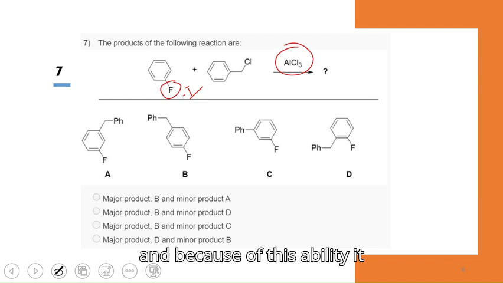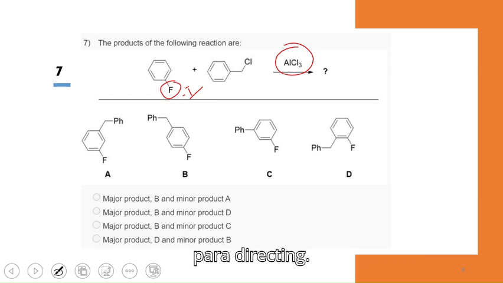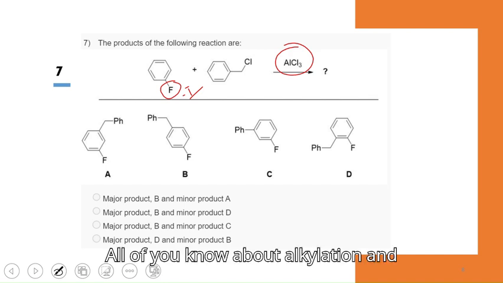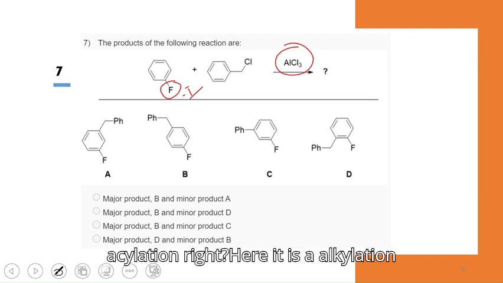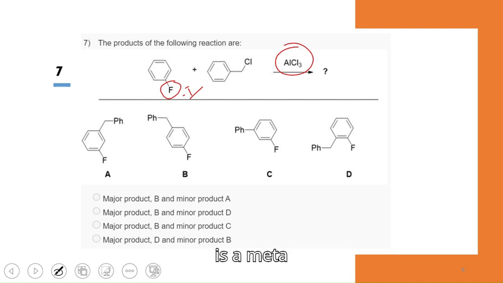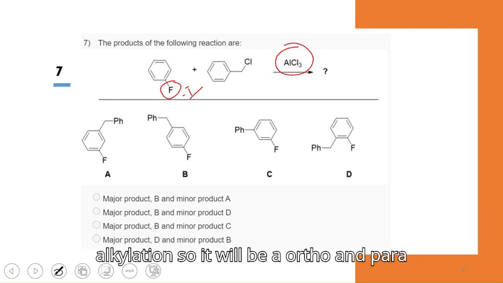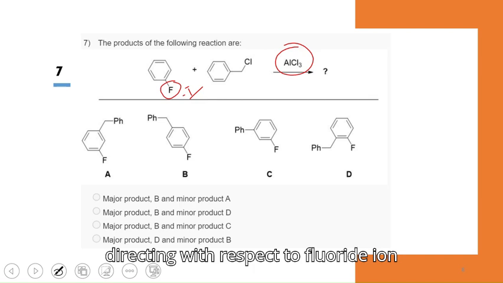And because of this ability, it will be a meta directing, sorry, ortho and para directing. Why is it ortho and para directing? All of you know about alkylation and acylation. Here it is an alkylation, not acylation. In case of acylation, it is meta directing, but here this is a case of alkylation, so it will be ortho and para directing with respect to fluoride ion.